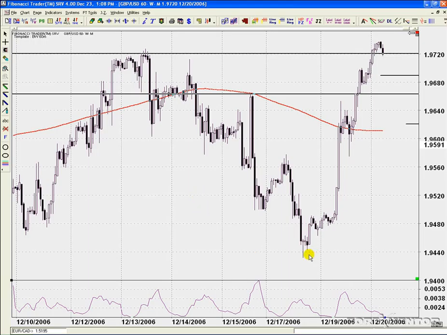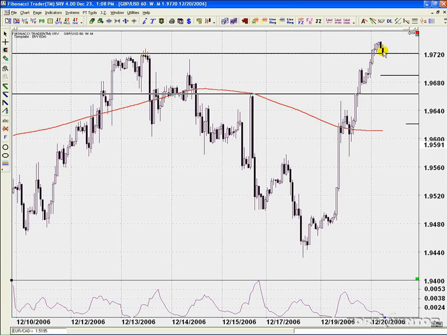Now, we moved quite aggressively off this low of 94.40 all the way up to 97.20. And you see this previous high here. Look what price has done. It has moved through the high and it has come back to what was resistance, which now becomes support.